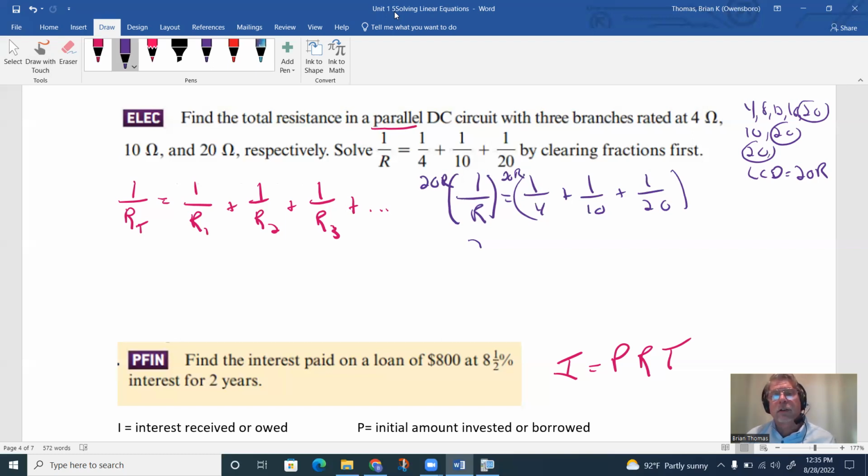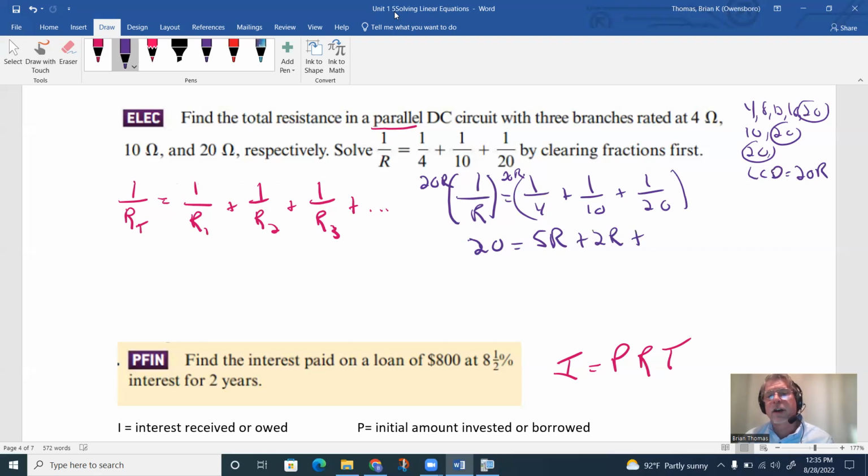So when we do that, the R is going to cancel out over here. So it's going to leave me my 20. So R divided by R is going to divide out and leave me 20. Here, I'm going to have 4 goes in 20 5 times. It's going to become then 5R here. And then I move over to the 10. 10 goes in 20 twice, so that's 2R times 1 is 2R.